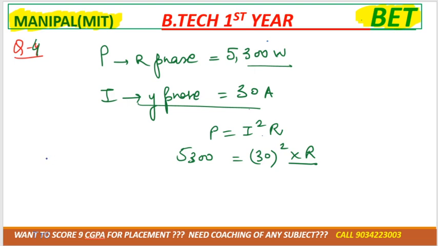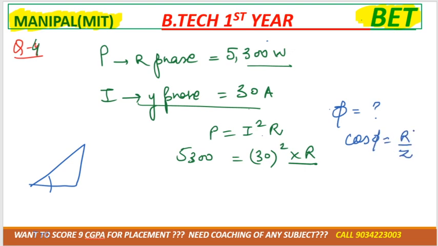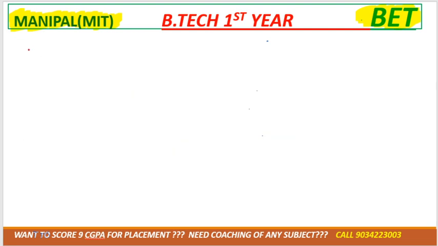Then again they are asking the reactive power. So for reactive power we should have phi, right? Cos phi is equal to R over Z, right? R is given, we can get Z, then we can get the reactive power by any of the formulas. You can do V into I sin phi, you can use this formula also, right? So that depends on you. Got it? Next is question number 5.